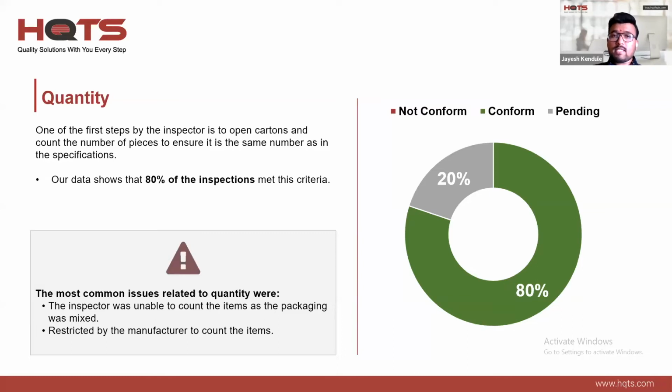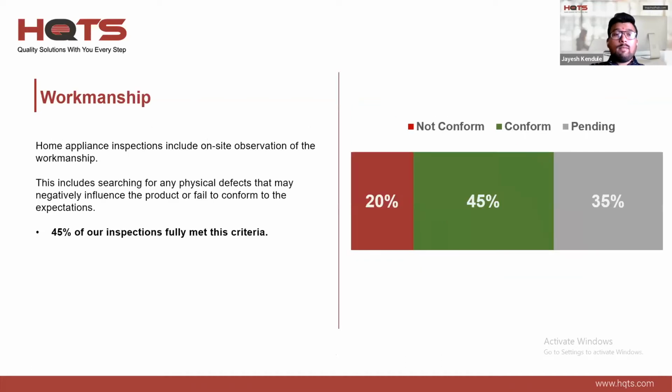So the inspector faces a problem in counting those products. Sometimes even the manufacturer or supplier restricts the inspector from counting the items, though the end manufacturer is requesting it. The supplier prohibits the inspector from going ahead with the quantity measures.